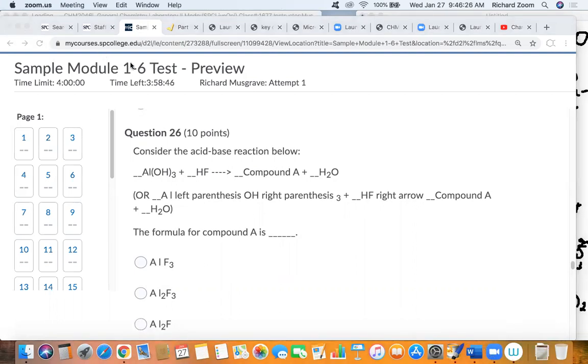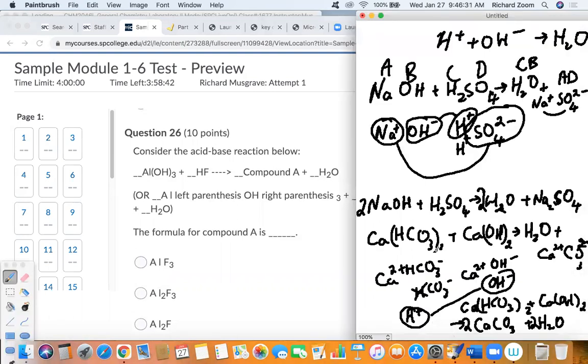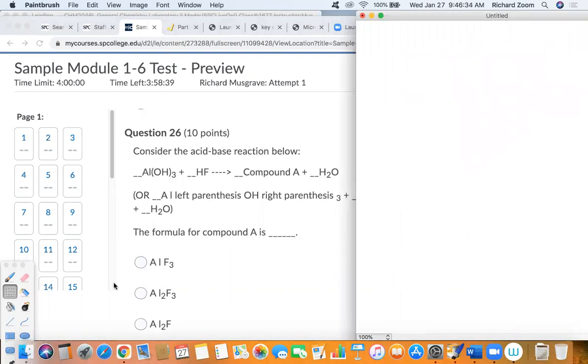Hang on, let's close that. Let's take a look at how you would do this.